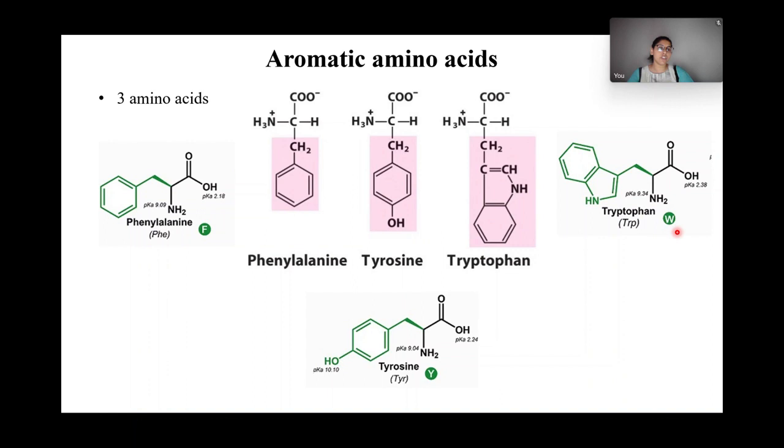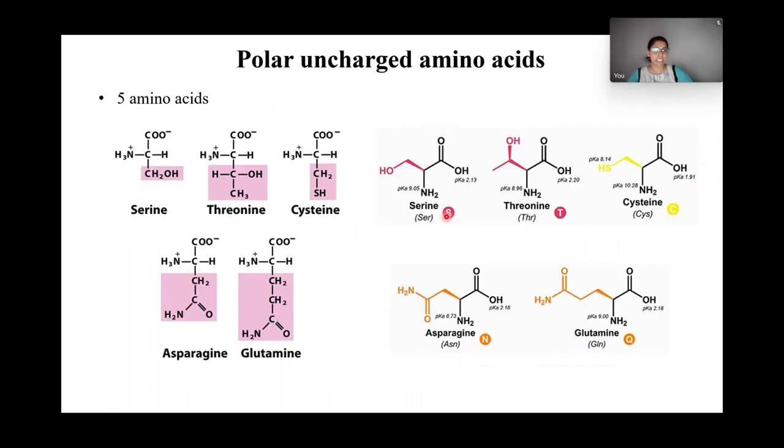Then we have polar uncharged. As I mentioned, polar uncharged means they have the capacity to form polar bonds, but in their native form they are uncharged. And these consist of serine. Here you can see that serine has SER as its three-letter code and S as its single letter code. If you see the functional group, it has a CH2OH. So this OH is what enables them to form a polar bond.